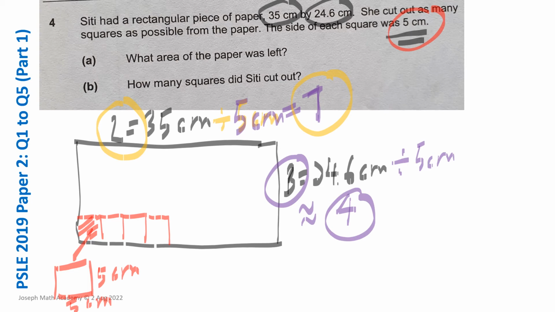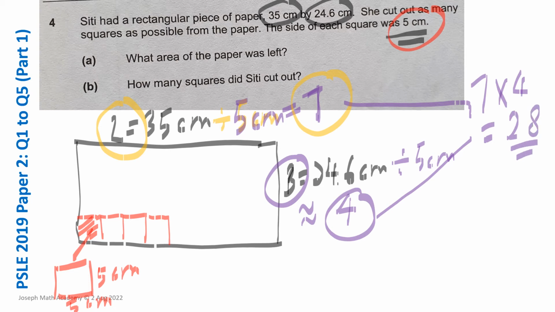So if along the length there are 7 squares and along the breadth there are 4 squares, we can get a total of 7 times 4, which gives you 28. So we can have 28 identical squares cut out. We have solved part B. Now, I have found part B first. It's okay. Now I'm going to do part A. Sometimes it's okay to do part B first.